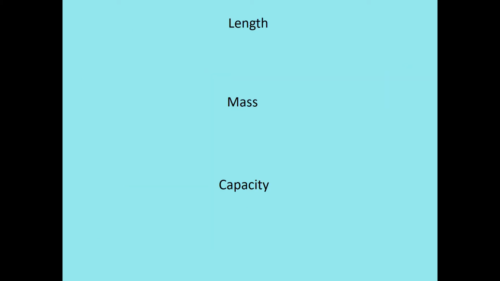So thinking about length, mass and capacity. Length, we've got millimeters. Do you think of any more measures? Centimeters. And to get there, divide by 10. To get back, times by 10, because centimeters are 10 times bigger than a millimeter.